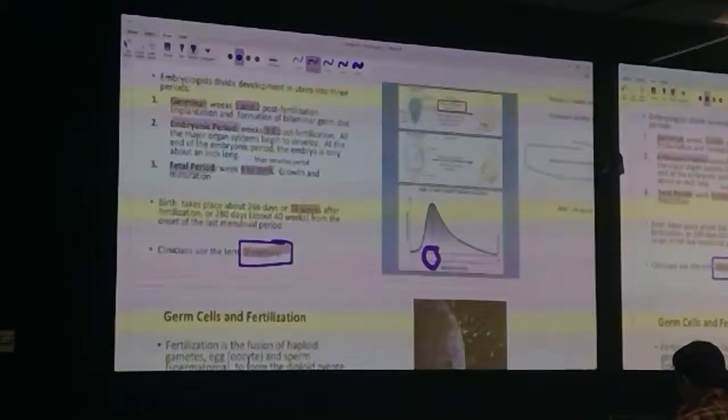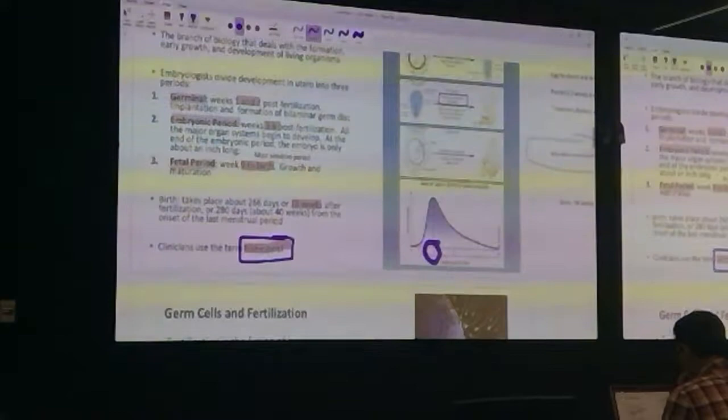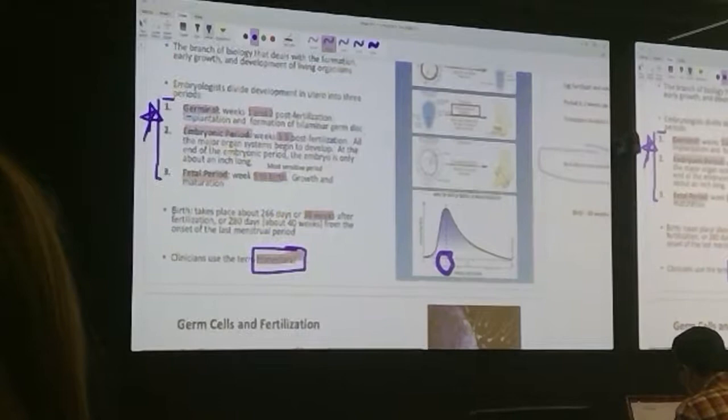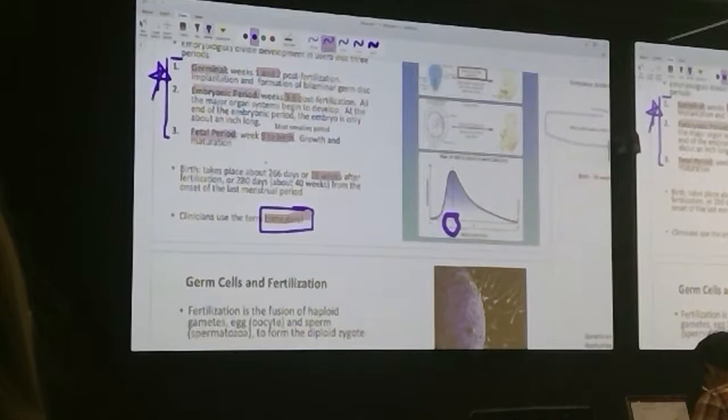Okay, any questions about this? Guaranteed question on this. No, don't worry about that. No, she probably cares more about these weird weeks. But make sure you know them. And then the plus 2 week rule for the menstrual cycle.